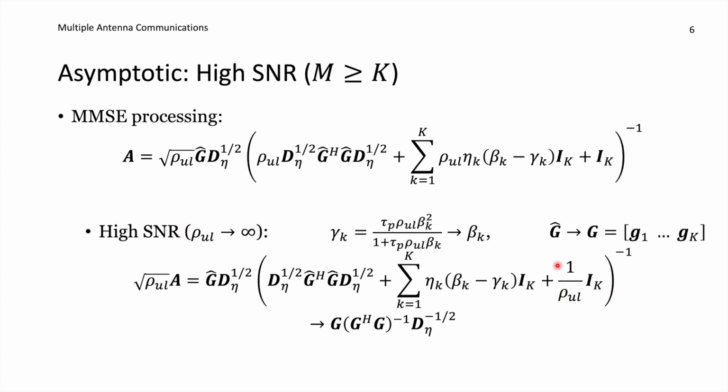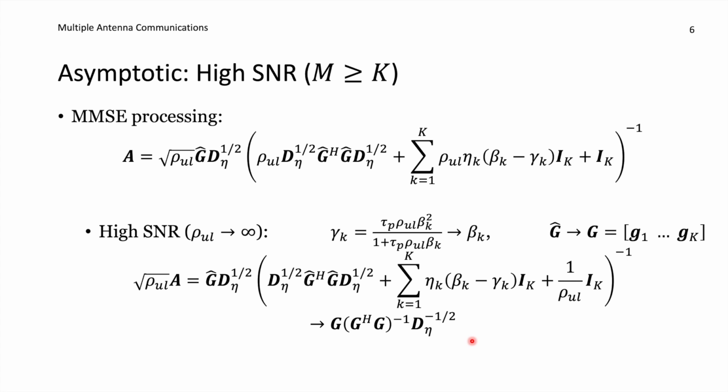The noise term goes away, gamma k goes to beta k, so this term goes away, and finally G hat goes to G. So what remains is the G matrices, and then we have D eta number of times. If I pull out things from the inverse here, this is the final expression. G multiplied with an inverse of G Hermitian G, and then we have only one D eta with an inverse square root on it on the right hand side, because this term here will cancel out that term and this term will be moved out to the right hand side of the matrix inverse.